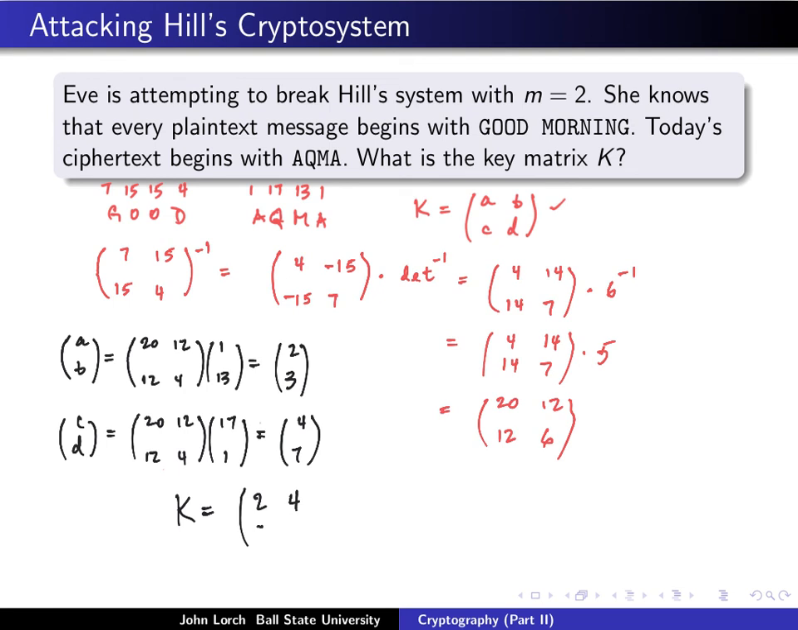Actually, no, this is wrong. Actually, the key matrix is this, right? So it's A and B are 2 and 3. So 2 goes here, 3 goes here. C and D are 4 and 7. So 4 goes here, 7 goes there. So that is the key matrix for today.